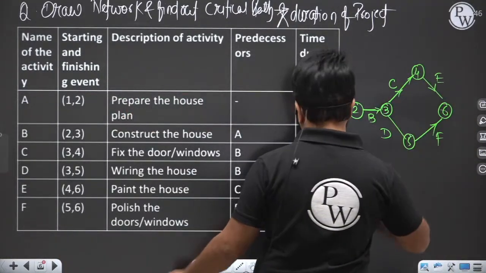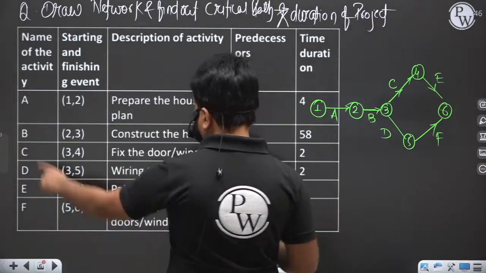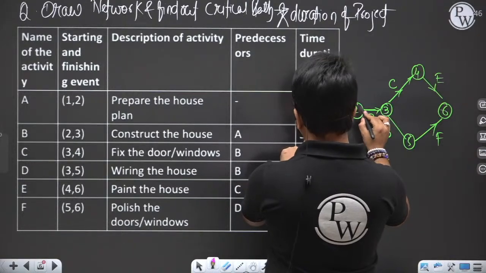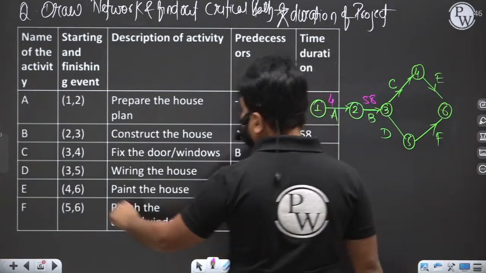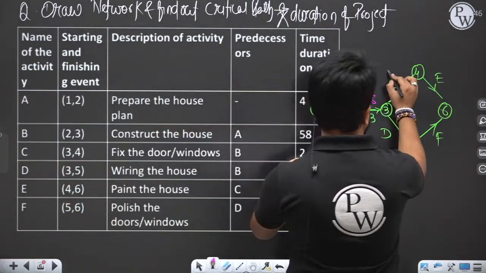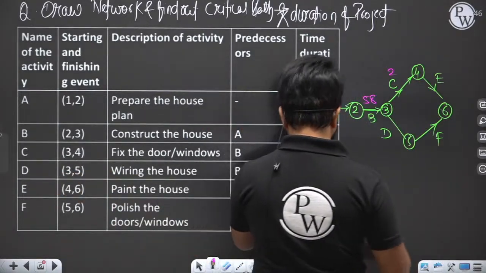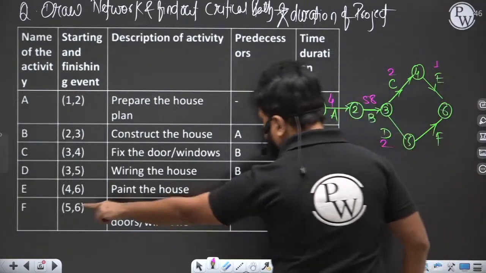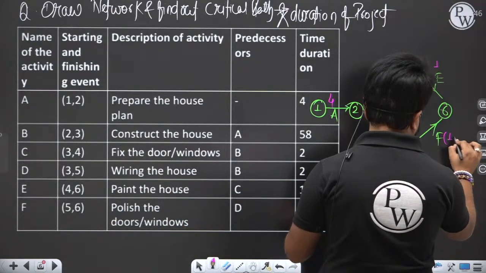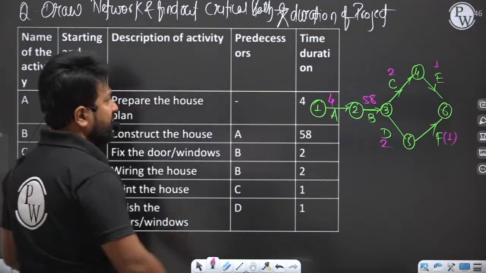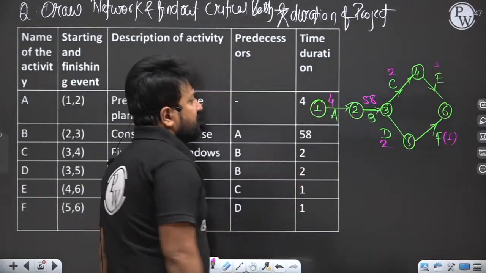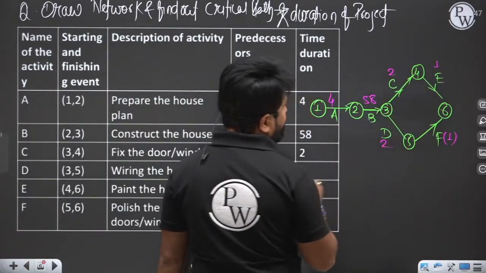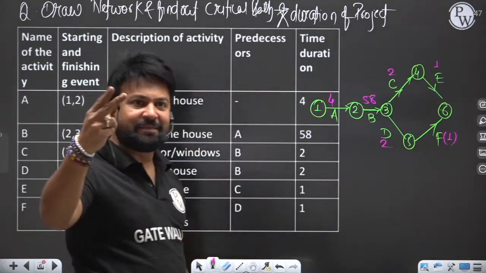Duration of A is 4. B is 58. C is 2. D is 2. E is 1. And F is 1. Right? So how can you calculate? 58 plus 4 is 62, 64, 65. My dear, there are two critical paths.